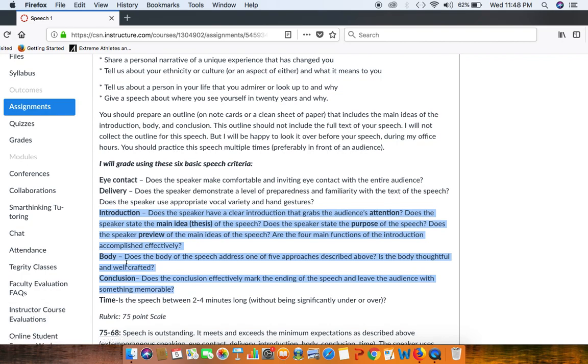Then in the body, right, you tell us. First you tell us what you're going to tell us. Then you get into the details, why you look up to your grandfather, right, or whatever it is that you chose. So first, you tell us what you're going to tell us. Then you tell us in the body. And then the conclusion, you tell us what you told us.